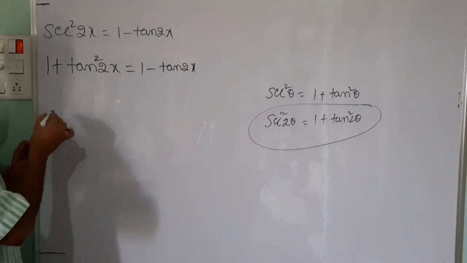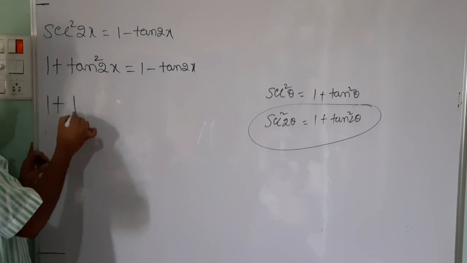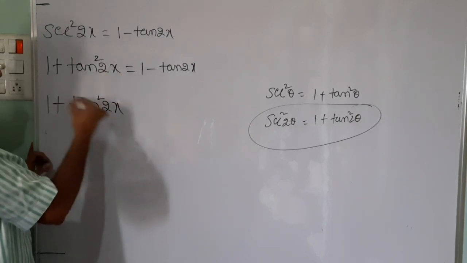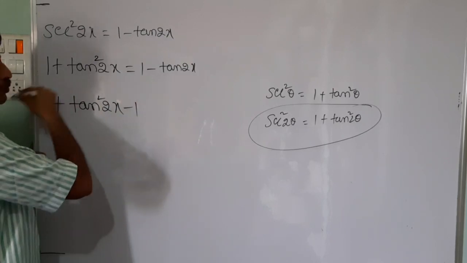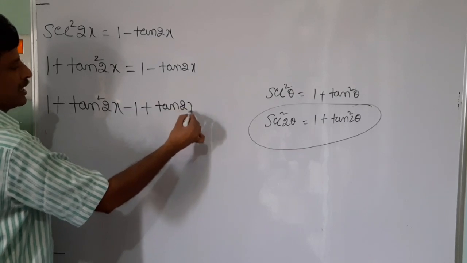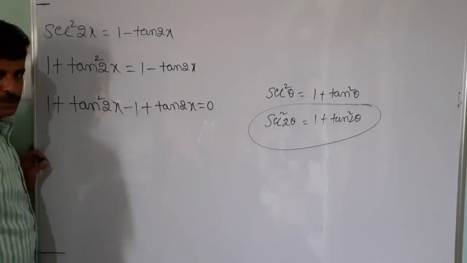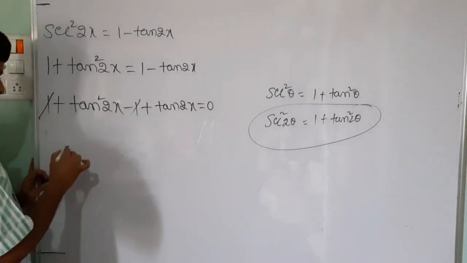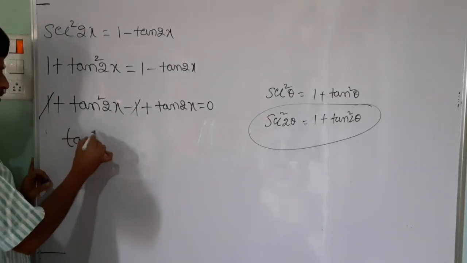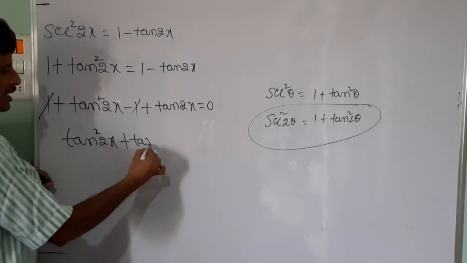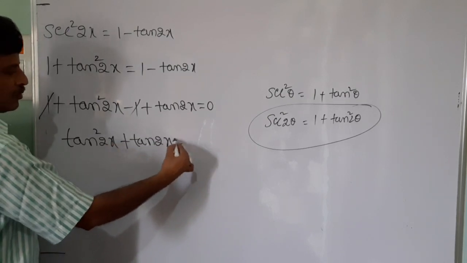So next, 1 plus tan square 2x, plus 1 on this side minus 1, minus 2 tan 2x on this side, plus tan 2x is equal to 0. Dear students, here plus 1 minus 1 cancel. Remaining tan square 2x plus tan 2x is equal to 0.